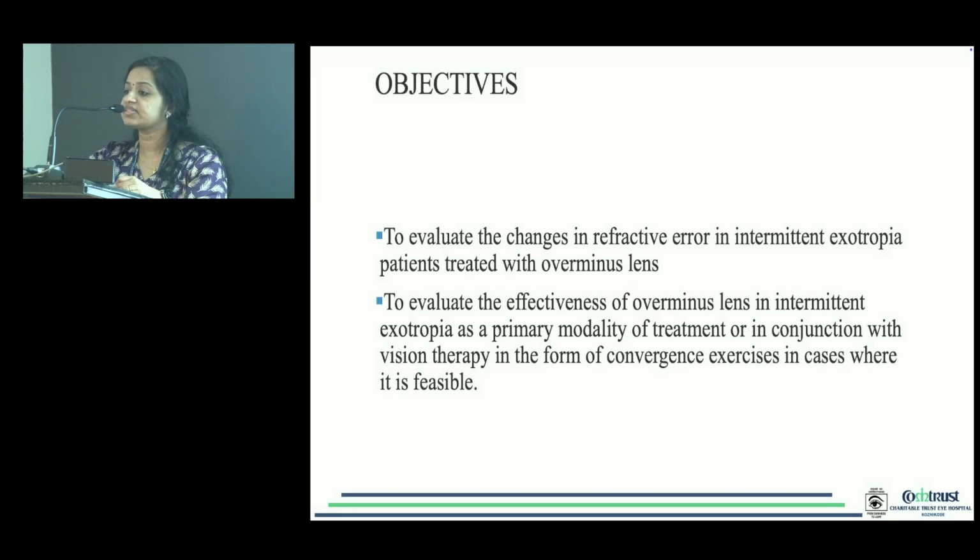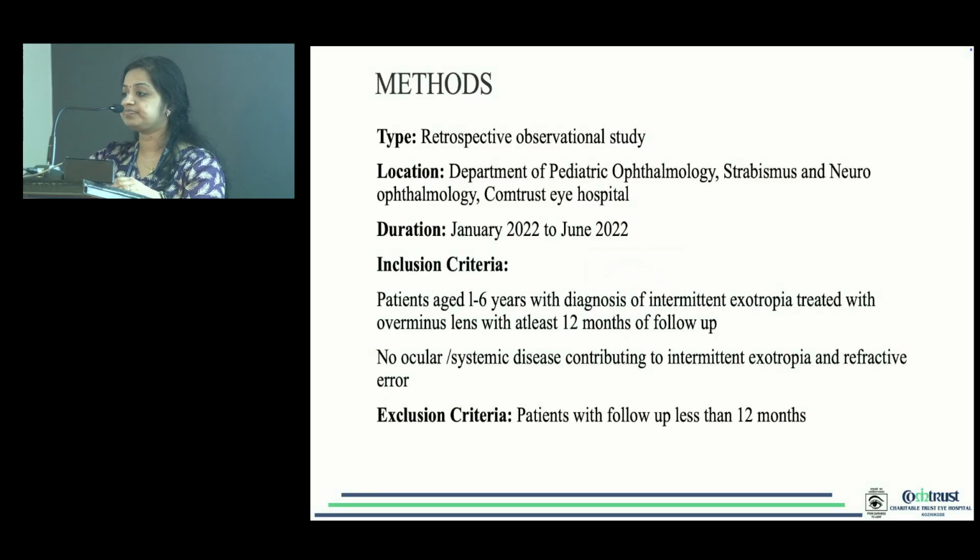The objectives of the study are to evaluate the changes in refractive error in intermittent exotropia patients treated with over minus lens, and to evaluate the effectiveness of over minus lens in intermittent exotropia as a primary modality of treatment or in conjunction with vision therapy in the form of convergence exercises in cases where it is feasible.